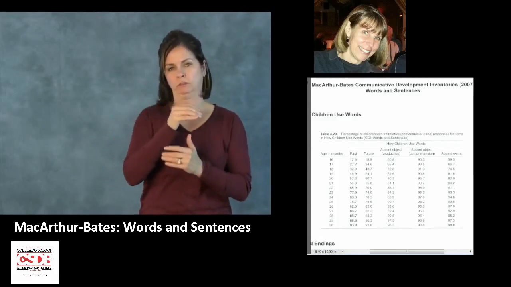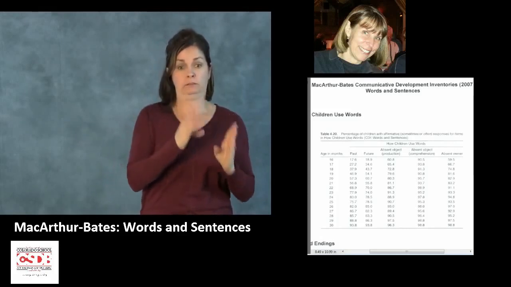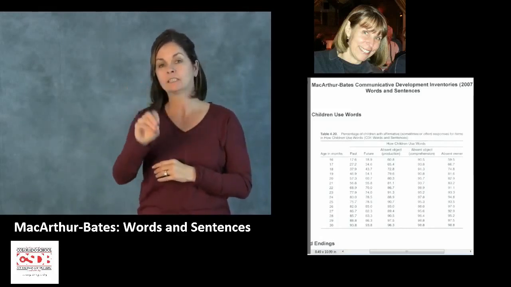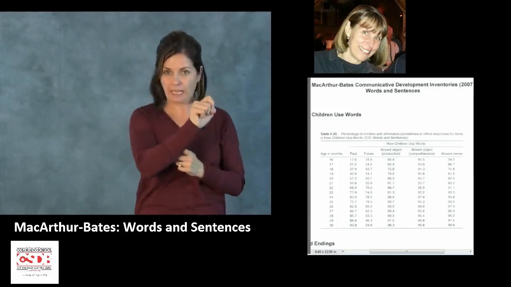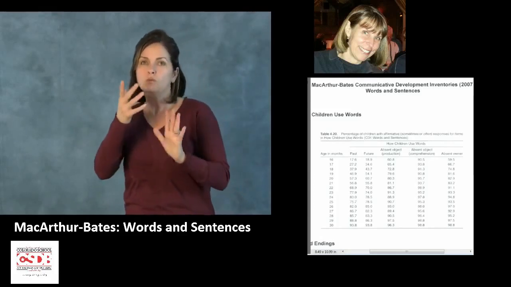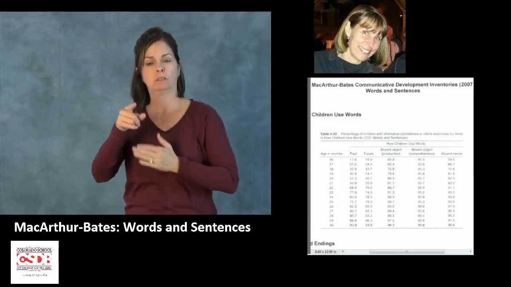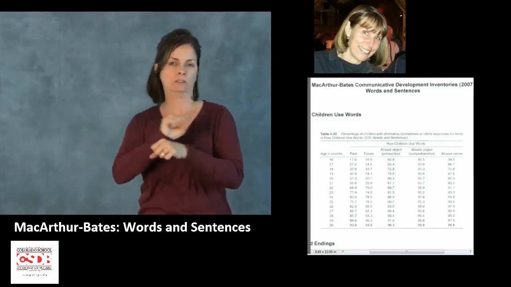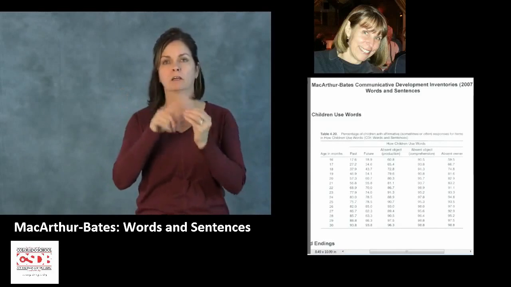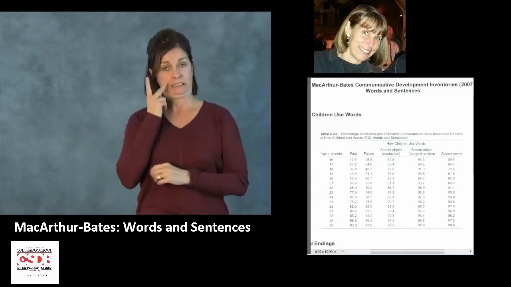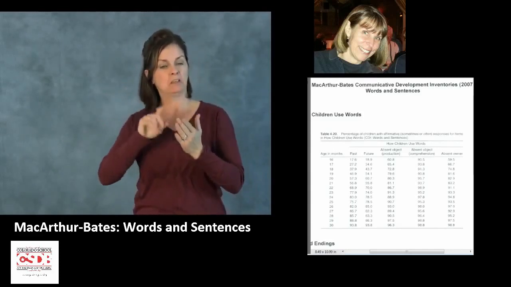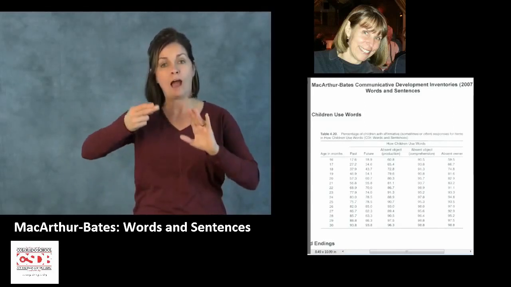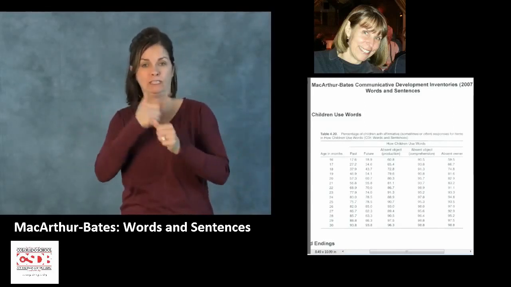Each of the next columns tells us the percentage of children at that age who are at least sometimes or often talking about the different semantic functions. So talking about the past, talking about the future. And we can see that, of course, as children get older, a higher and higher percentage of children are talking about each of these different semantic functions.